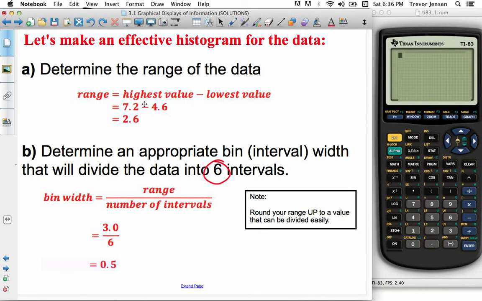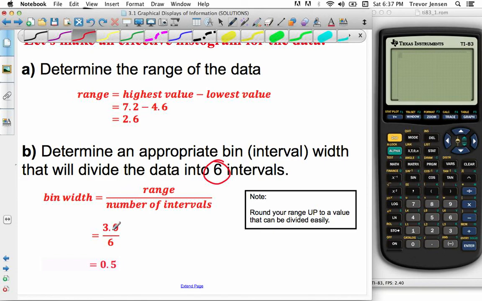When your range is so small, it doesn't necessarily have to be a whole number, but having a bin width of 0.5 is better than going up by like 0.346 or something like that. So having a bin width of 0.5 is appropriate in this case. We're going to go up by 0.5. But notice we rounded our range up. We rounded it from 2.6 to 3. So we rounded it up by 0.4.